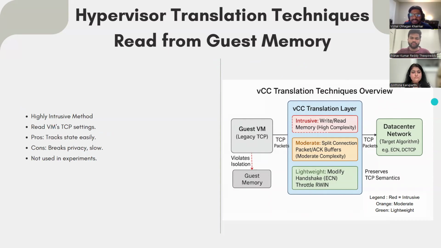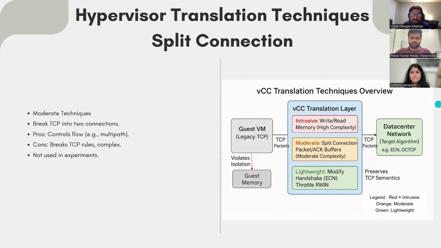Let's move forward with the next technique, which is reading from the guest memory. This is also a highly intrusive method. Here, instead of changing the VM's memory, VCC reads it to track TCP settings like the congestion window. This helps VCC translate without rewriting the code. It is less invasive than writing, but still breaks privacy. Tenants don't like it, and it's also slow because reading memory takes time. The paper doesn't use this either. It's still too messy. Now let's move to the moderate techniques.